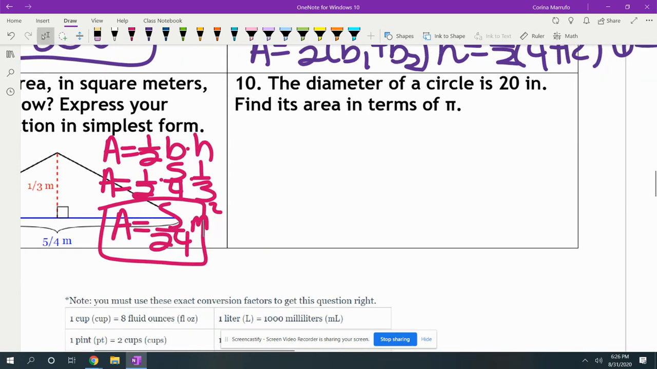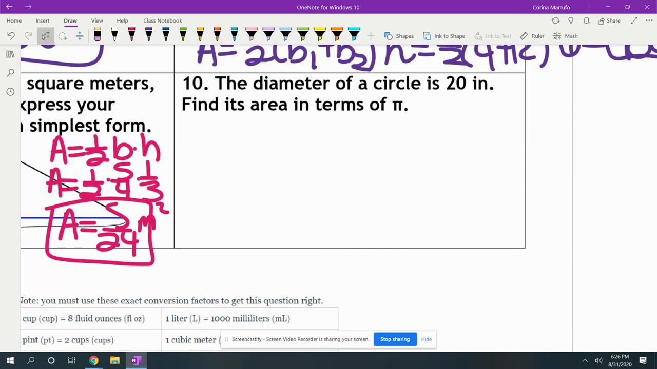All right, the next section. It says the diameter of a circle is 20 inches. Find its area in terms of pi. Okay. So the area of a circle is pi r squared. So all we need to do is find the radius.